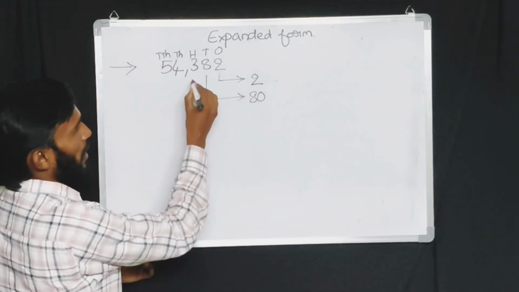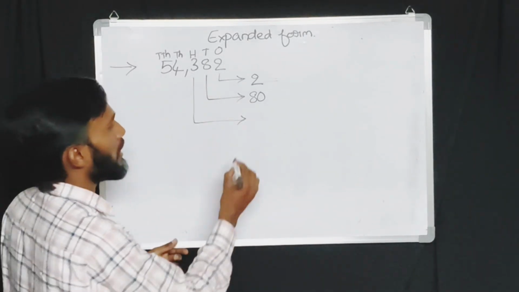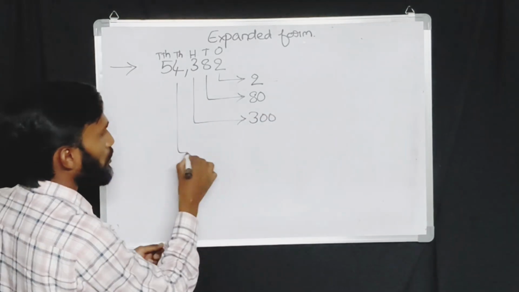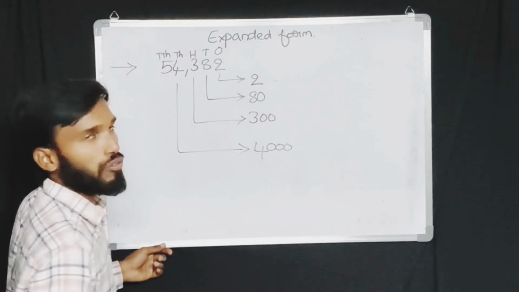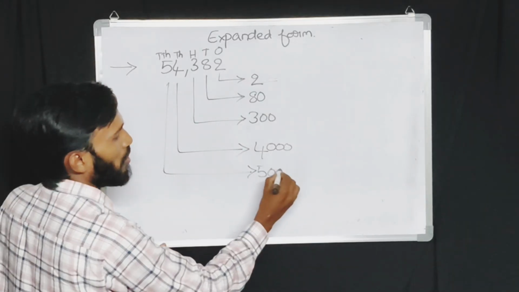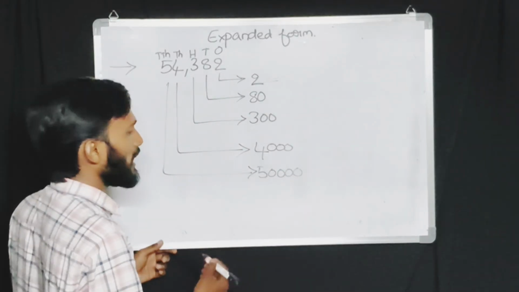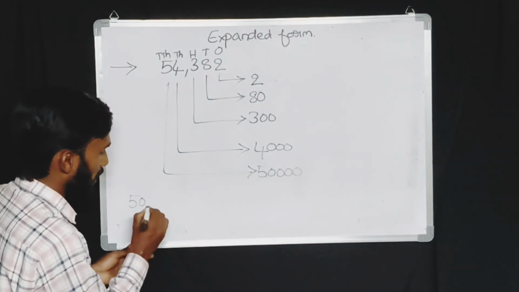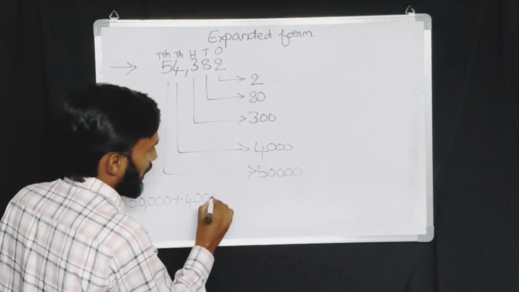Next, 3 is in which place? Hundreds place. How many hundreds are there? 3 hundreds. Next, how many thousands are in the thousands place? 4 thousands. Next, how many 10,000s are there? 5 10,000s. That means 5 tens are 50, so 50,000. So expanded form is nothing but writing the numbers like this.